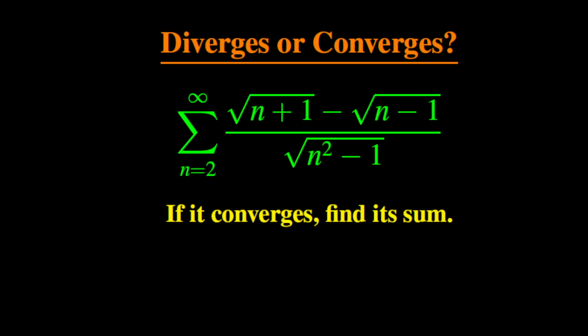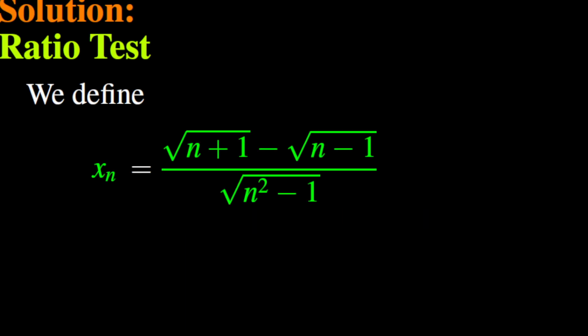Our goal here is to determine if the series with terms the square root of n plus 1, minus the square root of n minus 1, divided by the square root of n squared minus 1, for n going from 2 to infinity, converges or diverges. If we prove that the series converges, then we will try to compute its sum. Without any further ado, let us start studying the series.